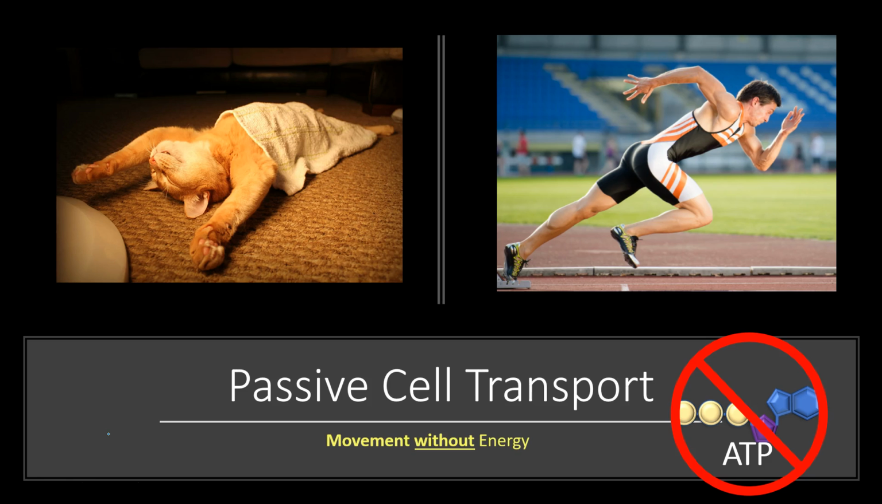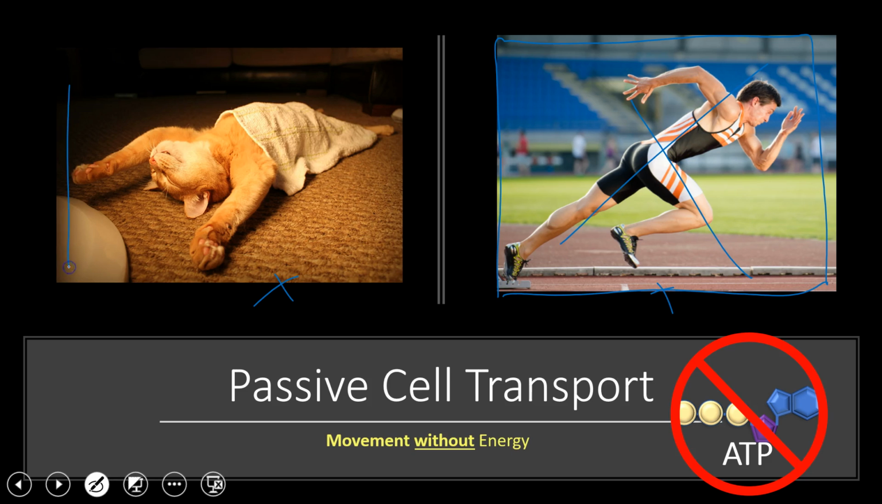This is movement without energy, movement without effort. So if we look at these two pictures, we have a lazy cat, and then we have our athlete sprinting. This guy right here is using lots and lots of energy. What we're talking about today is not using any energy. It is passive. It's being very, very docile, like this lazy cat. Okay? So everything we talk about today does not require work, does not require effort, or any input. It just happens on its own, okay?